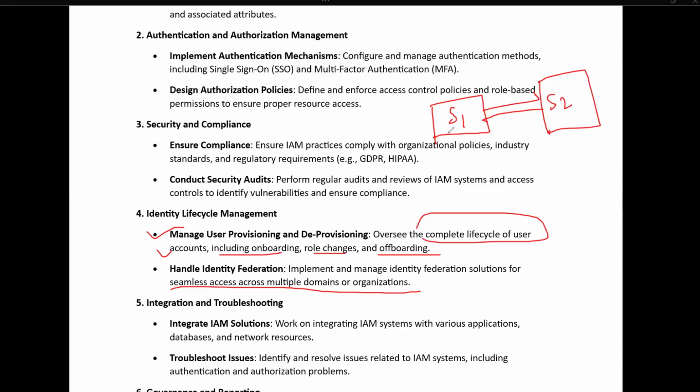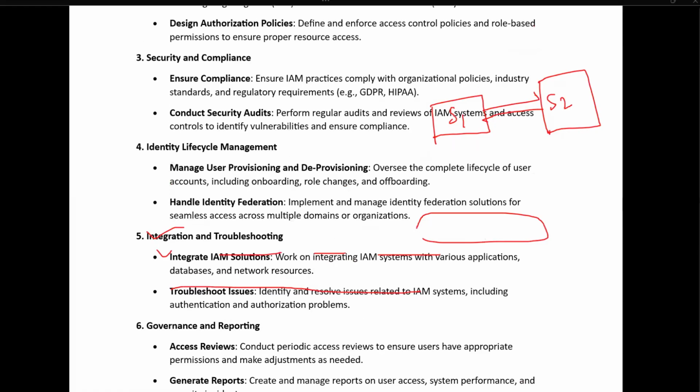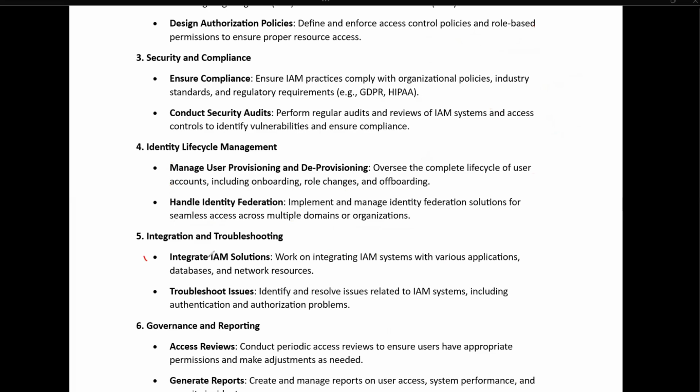Then comes integration and troubleshooting. You need to be able to integrate IAM solutions, work on integrating IAM solutions with various applications. And this is where you will see one IAM system integrated with about thousands of applications, simple, complex, many things. So you will be working on integrating the IAM system with various applications, databases, network resources, multiple things.